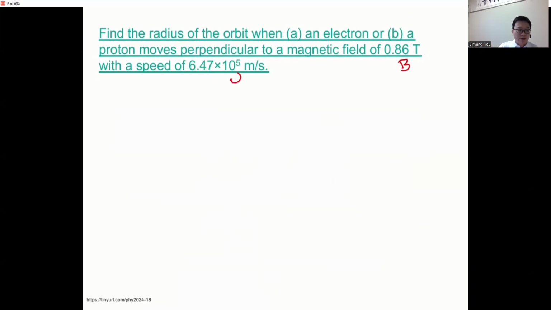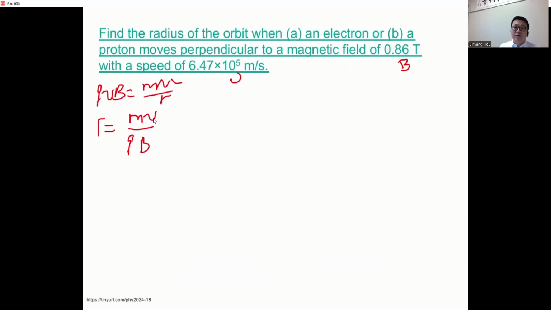If you go a couple of slides back, you'll find that the radius will be equal to mv over qB. It's actually very easy to derive this. I just set up qvB equal to mv squared over r, because in circular motion the magnetic force should be equal to the centripetal force. So it's looking for the radius of the electron and then the proton.